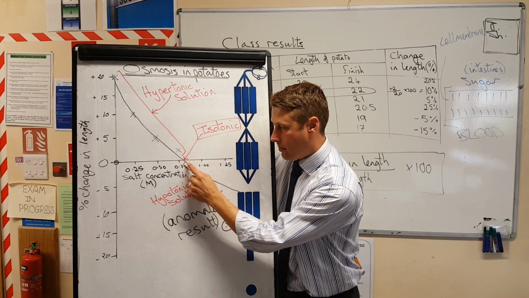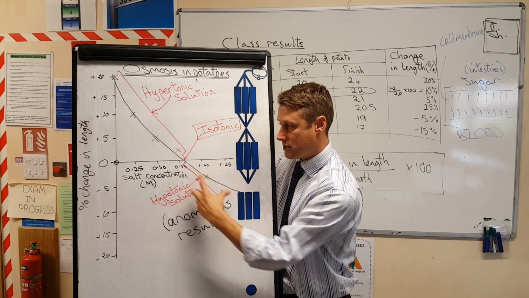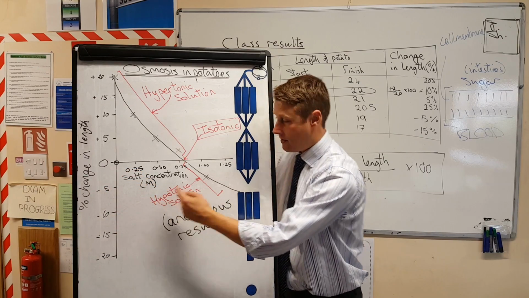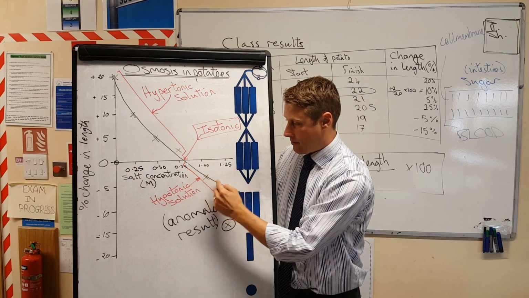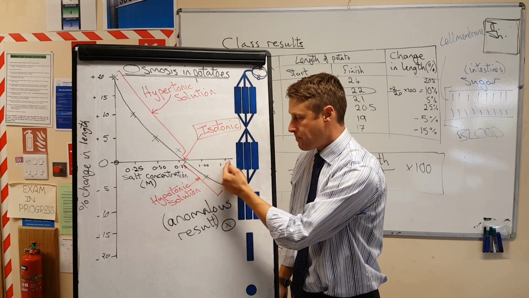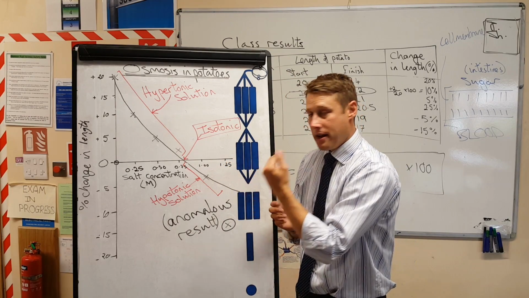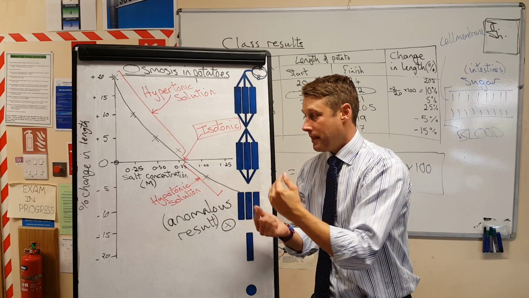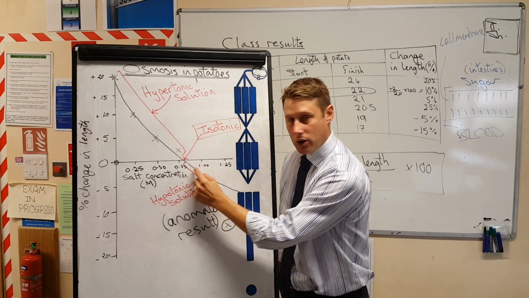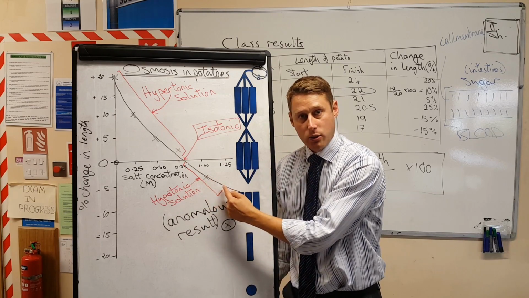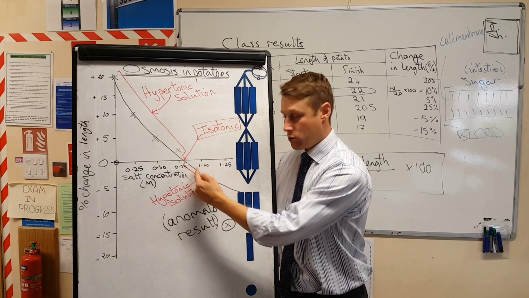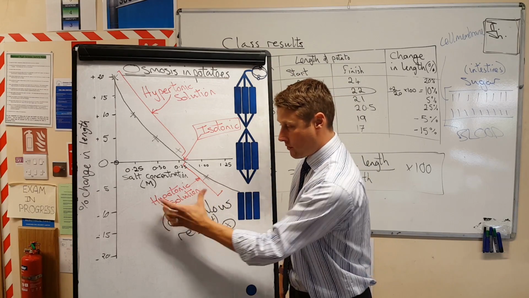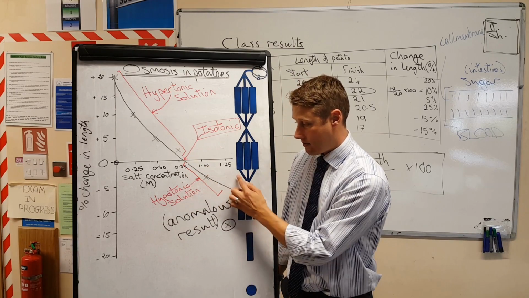Go above the isotonic point and we see that the chips actually get smaller in length. Their percentage change is a negative number, and the higher the concentration goes, the bigger the difference is between the water concentration in the chip and the water concentration outside of the chip, meaning water is actually being lost, and the more salty the water becomes, the more water is lost to the outside of the chip. That means we've got hypotonic solutions over this side of the graph.